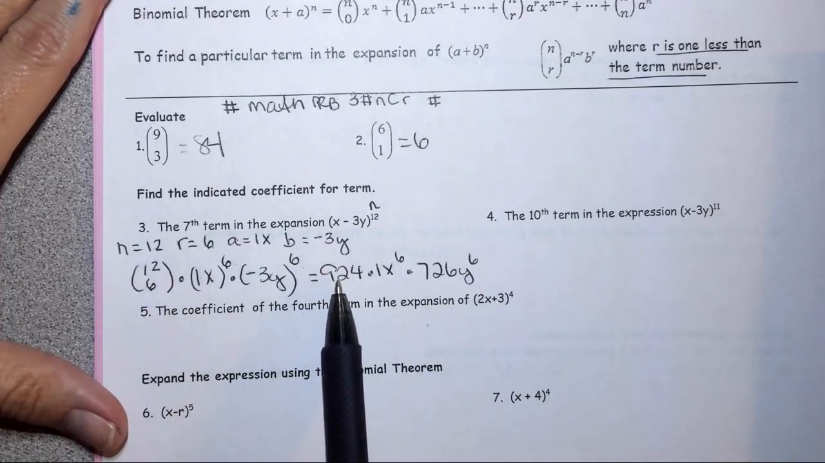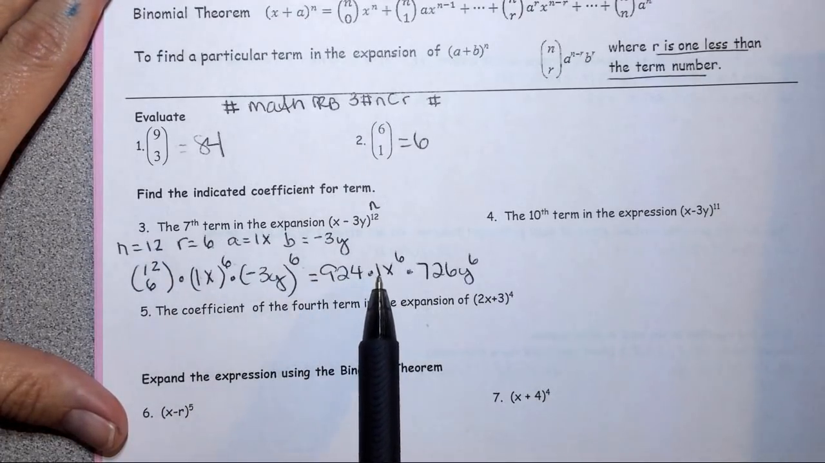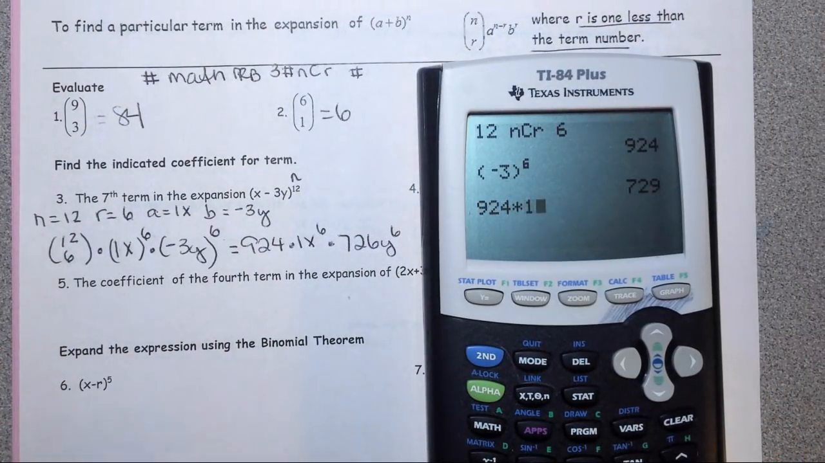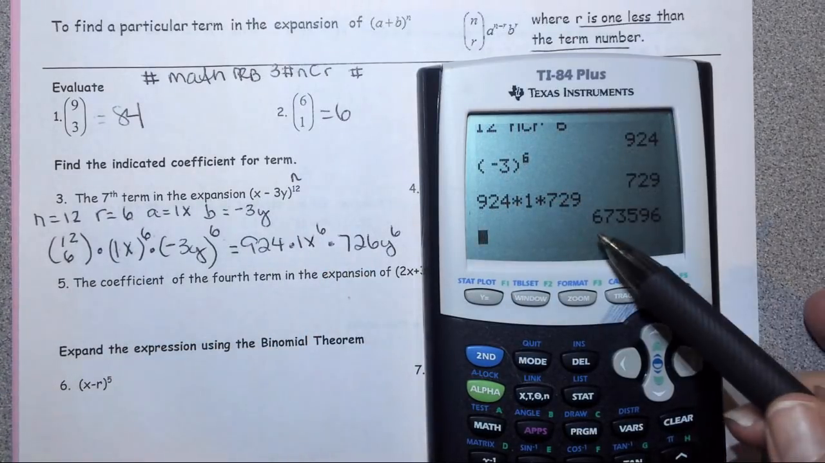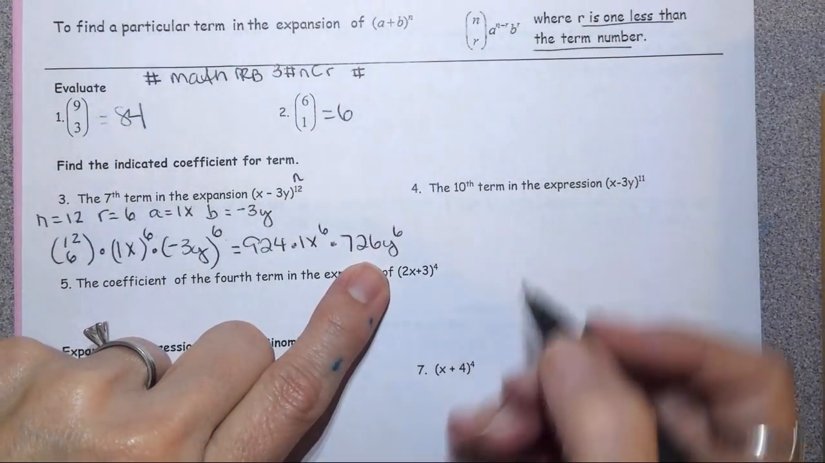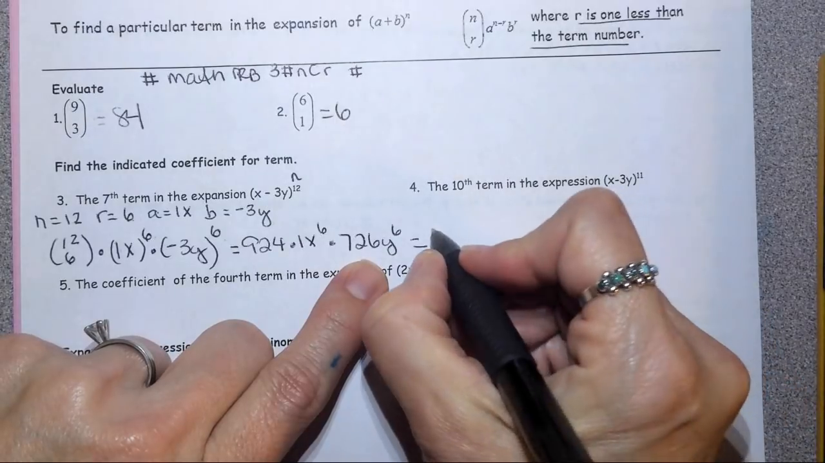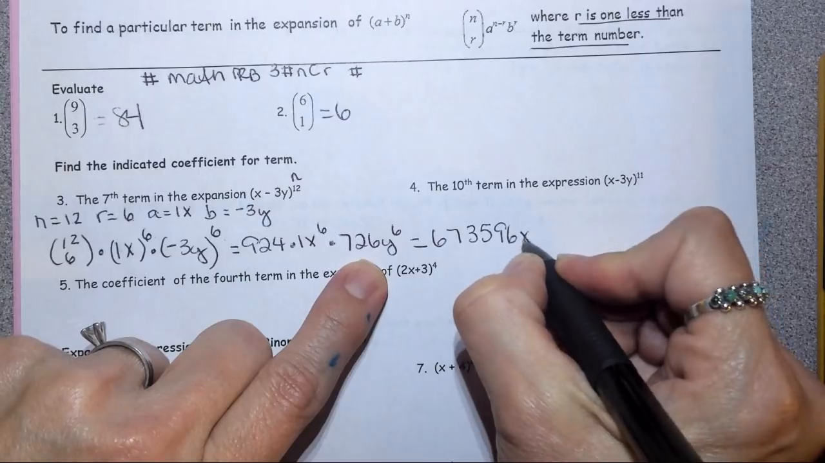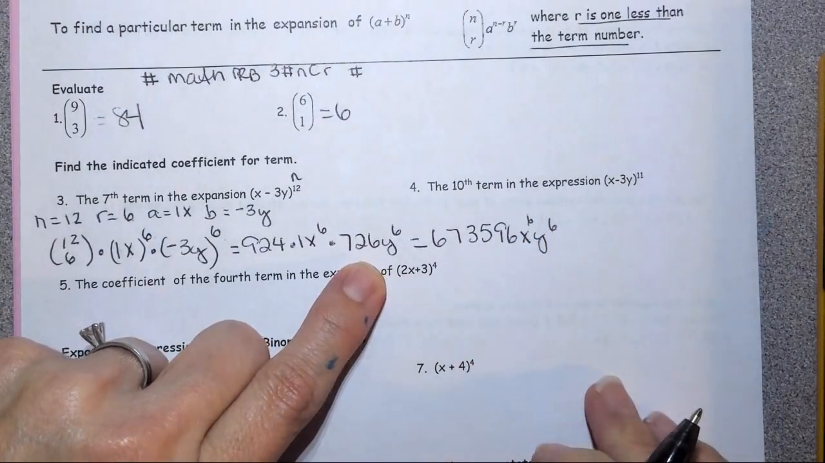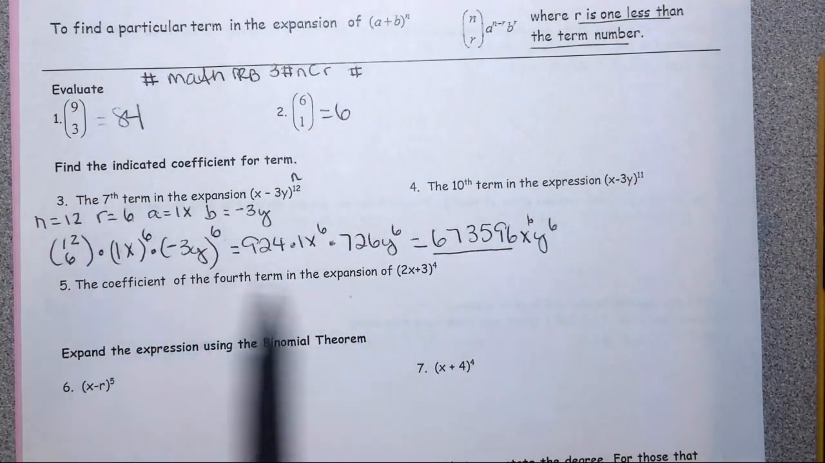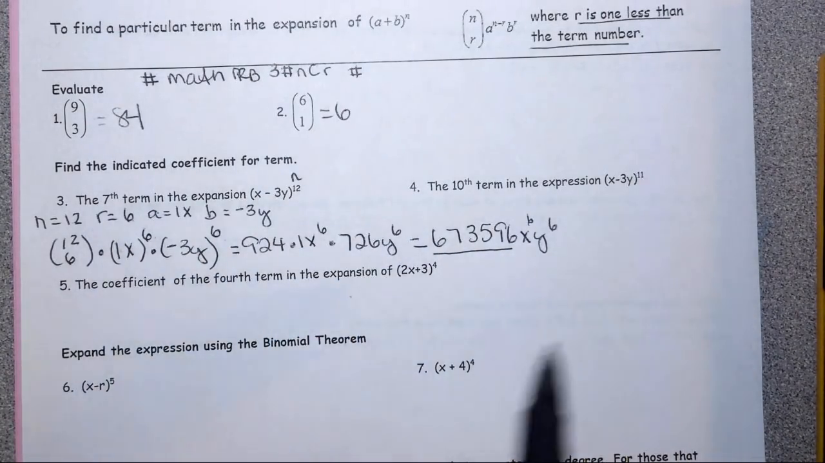So the last thing I have to do is multiply the coefficients. So 924 times 1 times 729. My coefficient is going to be 673,596. So the final answer for this one is 673,596 x to the 6, y to the 6. If they ask for just the coefficient, I just need to give that first part. If they ask for the whole term, I give the entire answer.